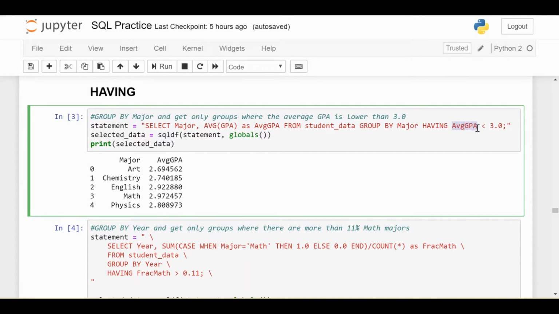And where does this average GPA thing come from? Because it's not a native column in our table. That comes from the SELECT statement.